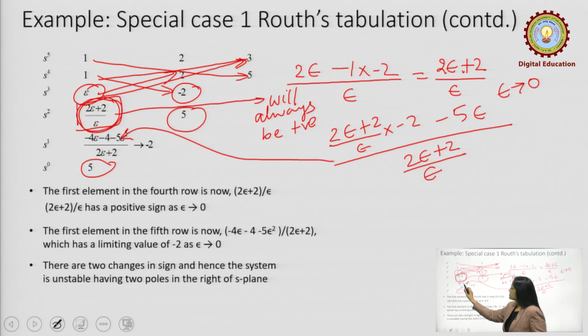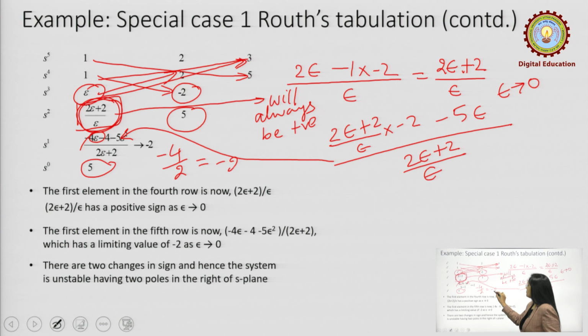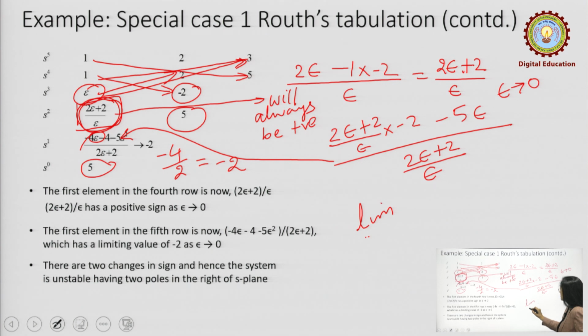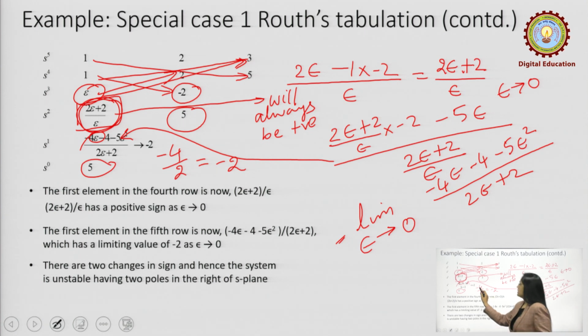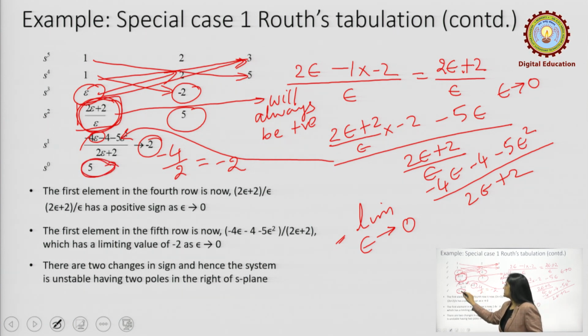When you put epsilon tends to 0 here, what do we get? 0 and this is 0. So, we get minus 4 by 2, it is minus 2. This is obtained by the limit epsilon tends to 0 of minus 4 epsilon minus 4 minus 5 epsilon square upon 2 epsilon plus 2. So, this is how we obtain the minus 2 value here, and we can see that it is a negative number. Similarly, obtaining this we get 5.